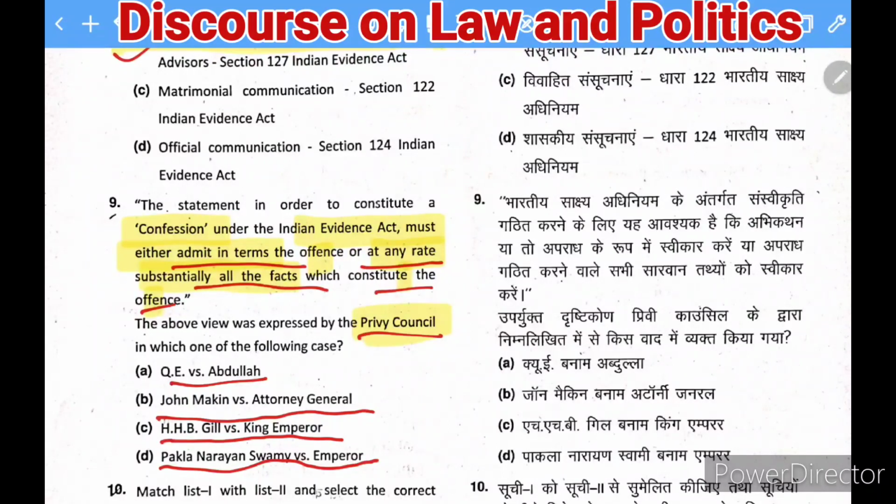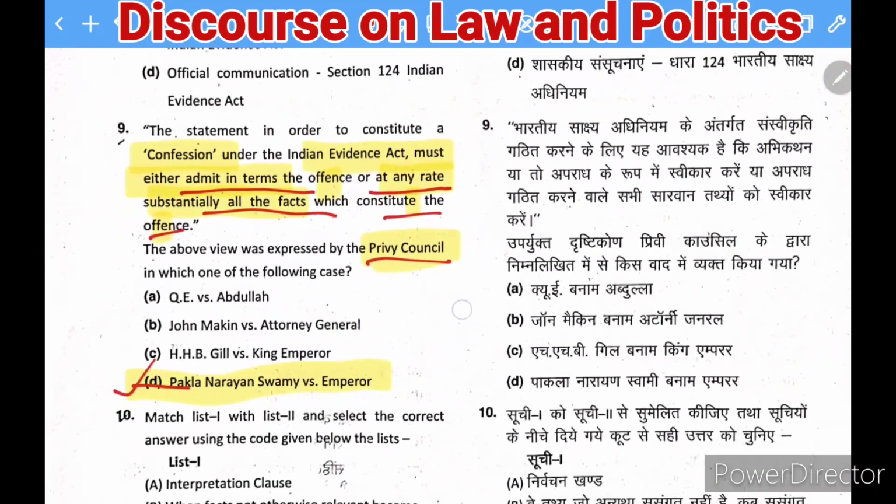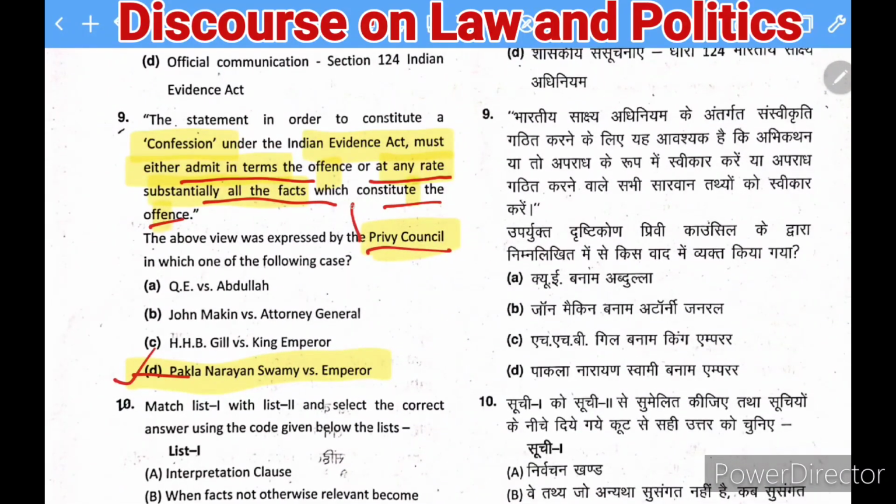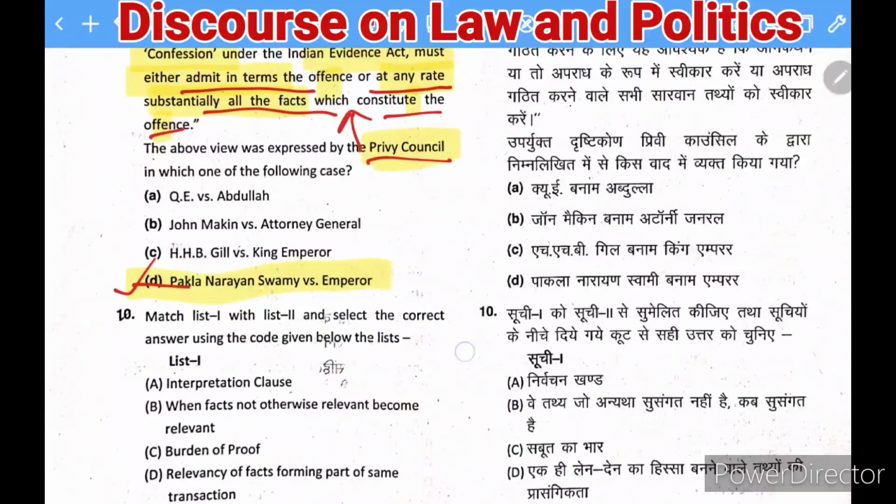So my dear friend, this is a question and the case is very important, and that is Pakala Narayan Swamy. This is how you can find this. In this case, the Privy Council had given this statement. Moving to the next question.